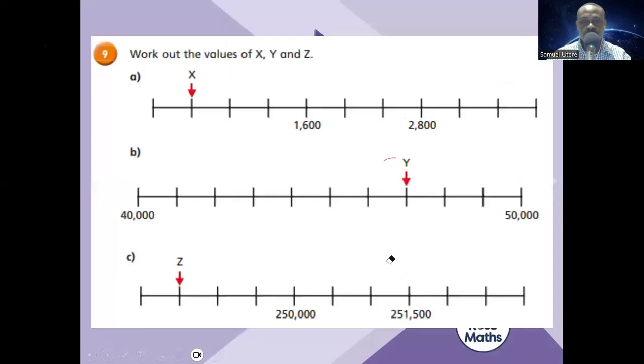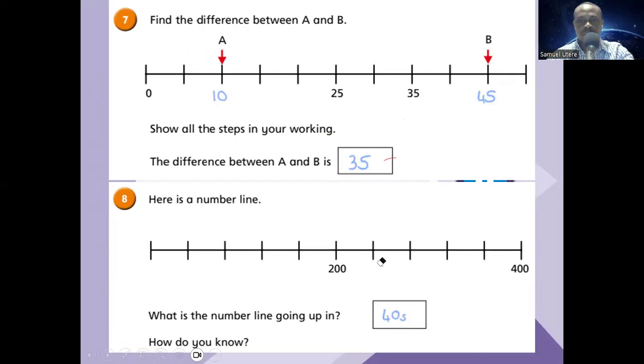And then we have 1, 2, 3, 4, 5. So we can do 200 divided by 5. And then we can use that information to fill the number line. So 200 divided by 5 should be 40. All right. So let's move on.